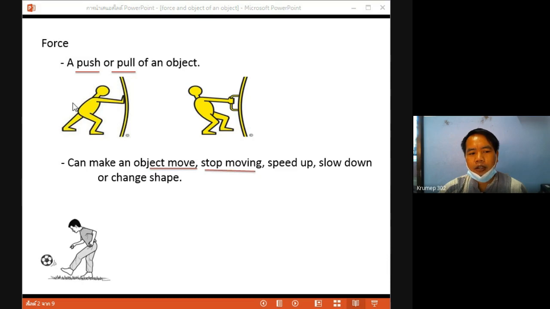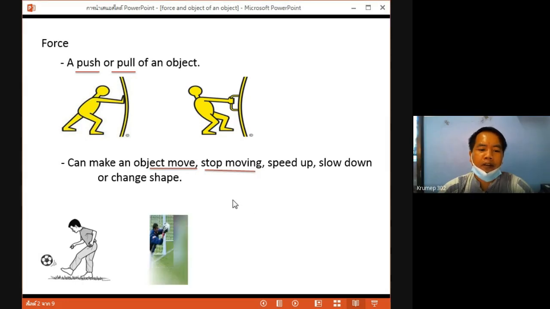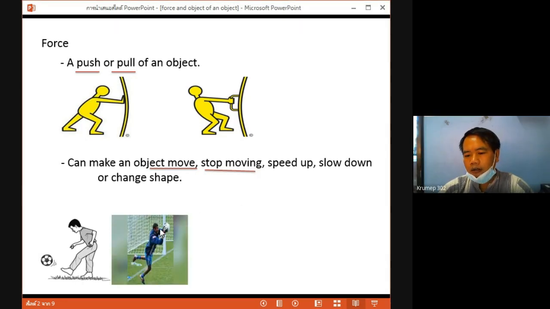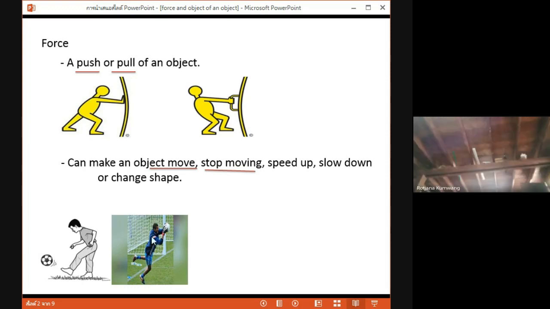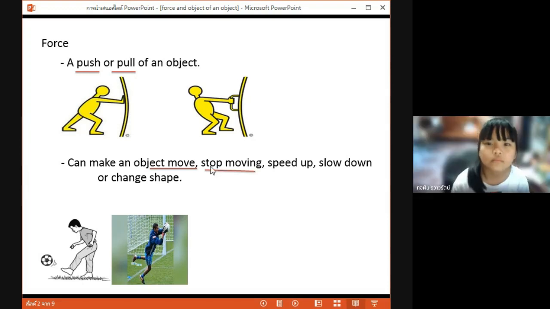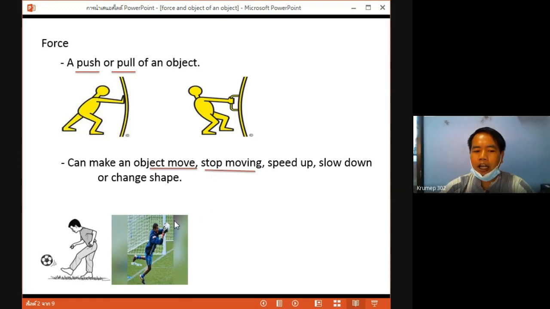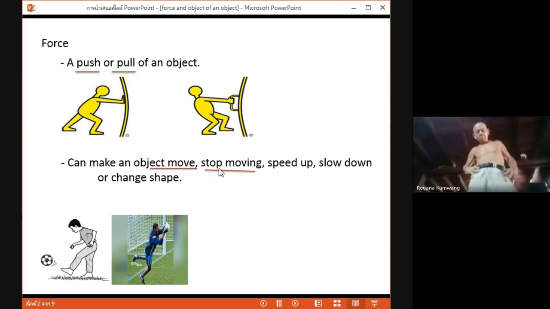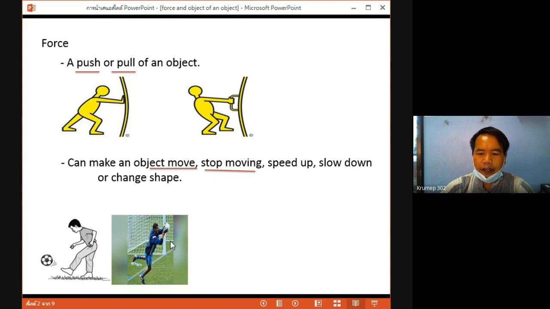Next, stop moving. Force can make an object also stop. For example, if someone kicks the ball to the goal, the goalie will catch the ball to stop the ball. Understand? Okay, so if the man catches the ball, it will stop. The ball will stop moving.